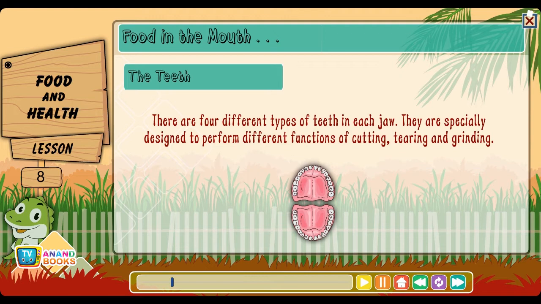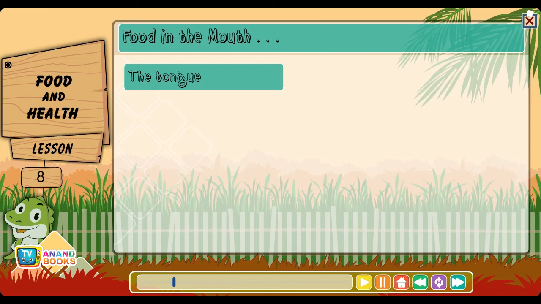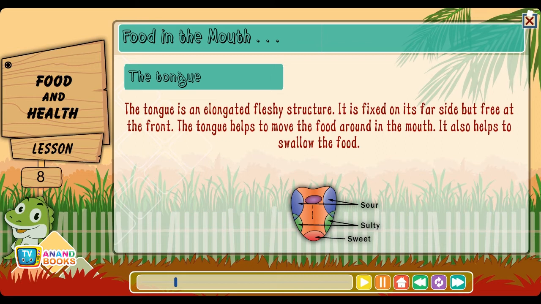The tongue. The tongue is an elongated, fleshy structure. It is fixed on its far side, but free at the front. The tongue helps to move the food around in the mouth. It also helps to swallow the food.